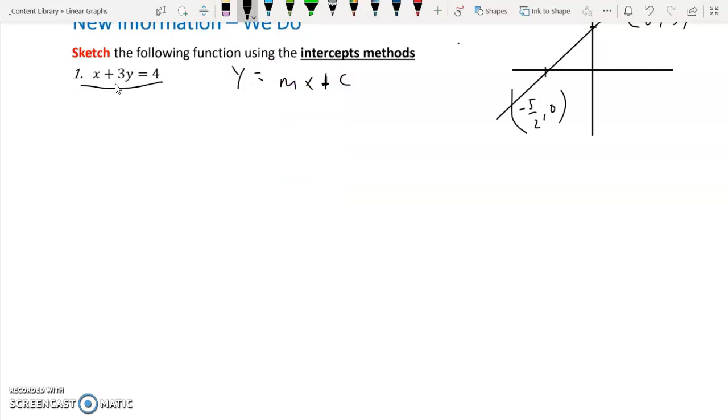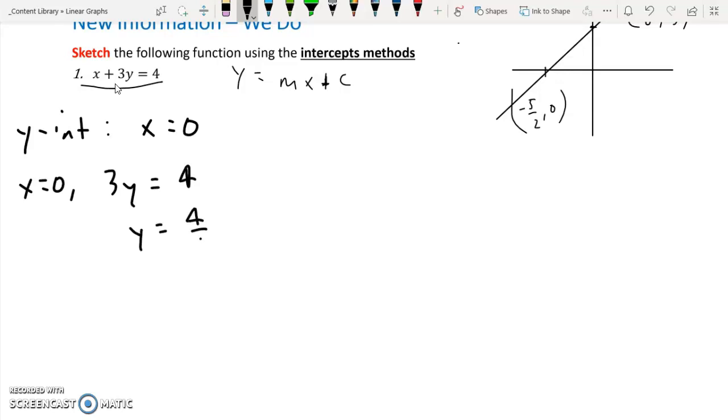Alright, so x plus 3y equals 4. Let's just start with the y-intercept. We know that happens when x equals 0. So when x equals 0, 3y equals 4, y equals 4 over 3. So that's our y-intercept.